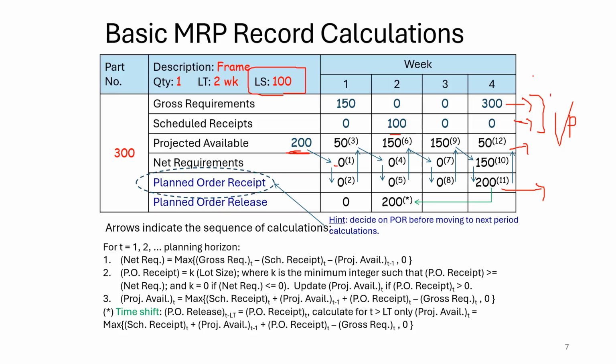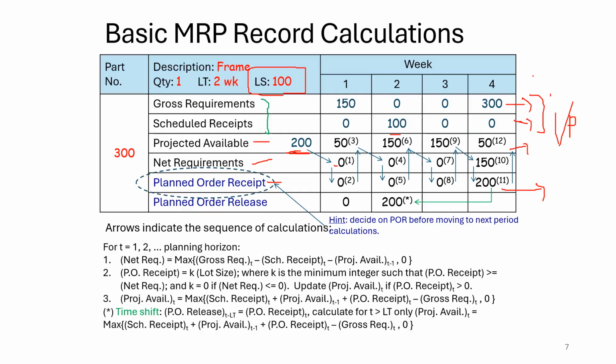So that shows how we calculate the projected available capacity, which is the inventory, and the net requirements and the planned order receipt based on the gross requirements and scheduled receipts.